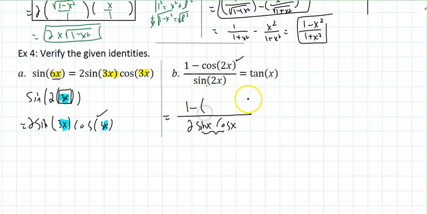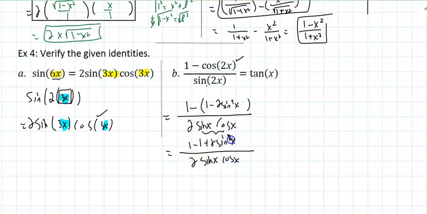So if I decided to go for 1 minus twice the sine squared of x, okay, what would that be? That's twice the sine of x cosine of x. This will be 1 minus 1 plus twice the sine squared of x. Those cancel out. I am left with twice the sine of x over twice the sine of x cosine of x squared.